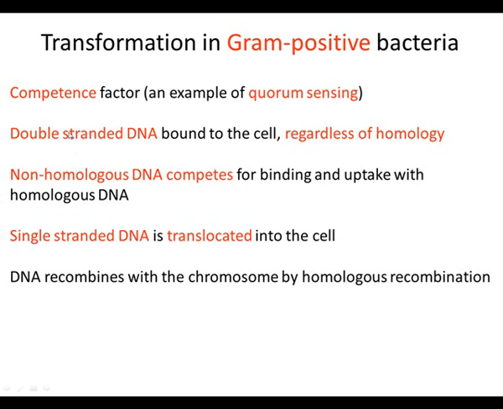This stimulates the bacteria to become competent, and when they do, they have the ability to bind double-strand DNA. And in gram-positive bacteria, they bind any DNA, whether it's homologous or non-homologous, and they take up this DNA, and then a single strand enters the cell, and then this DNA recombines with the chromosome by homologous recombination. So it has to be homologous in order for it to recombine.